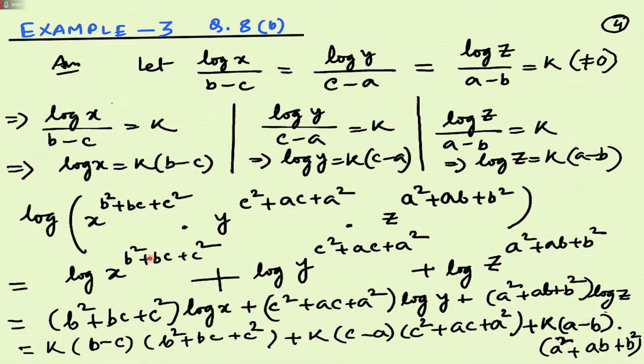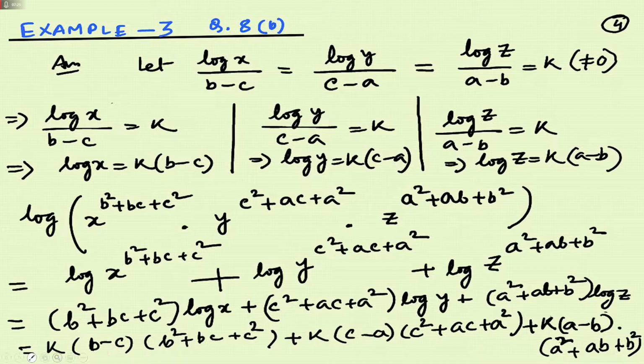Now this x has a big power, b square plus bc plus c square, and it will come in front of this log, so you will have b square plus bc plus c square into log x. Similarly plus c square plus ac plus a square into log y, and plus a square plus ab plus b square into log z.